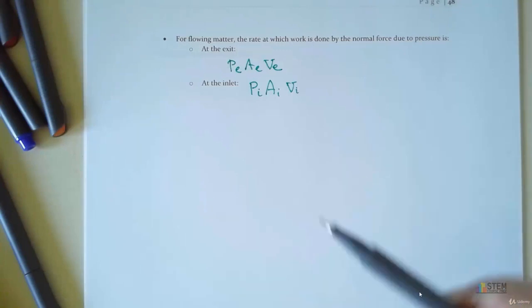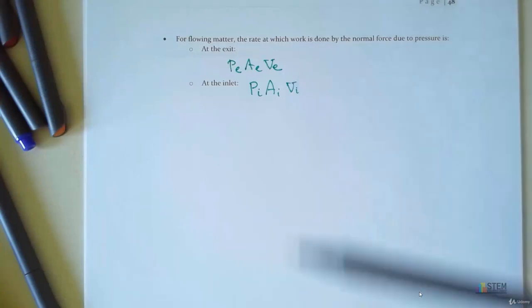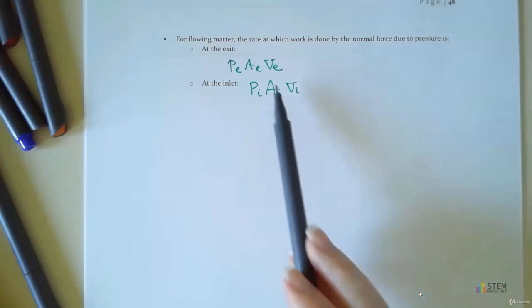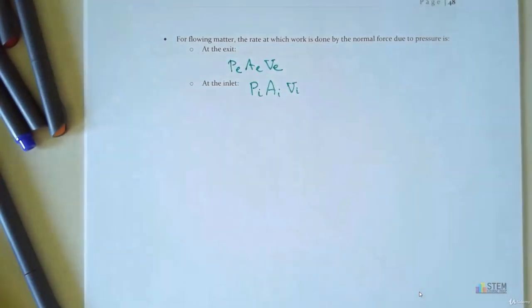Okay, and again, these just come about by doing that dot product with the force. Remember, the force is going to be normal to our boundary, and then the velocity vector. And all we did was replace F with the pressure times area.